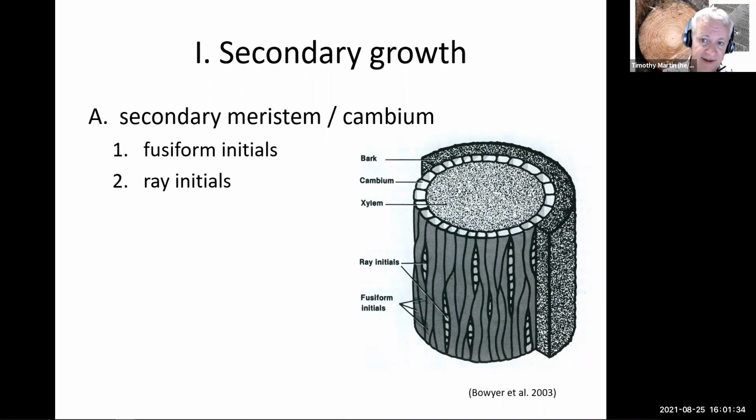So just as a reminder, divisions of the vascular cambium to the inside produce xylem, divisions of the vascular cambium to the outside produce phloem. So this is not a great diagram in that it doesn't show the fact that the vascular cambium also produces phloem to the outside.